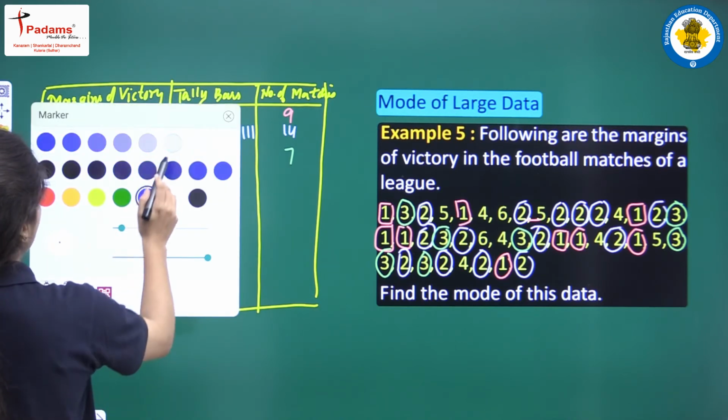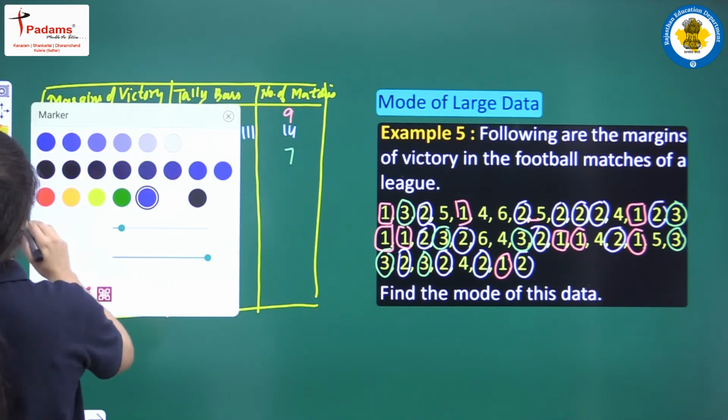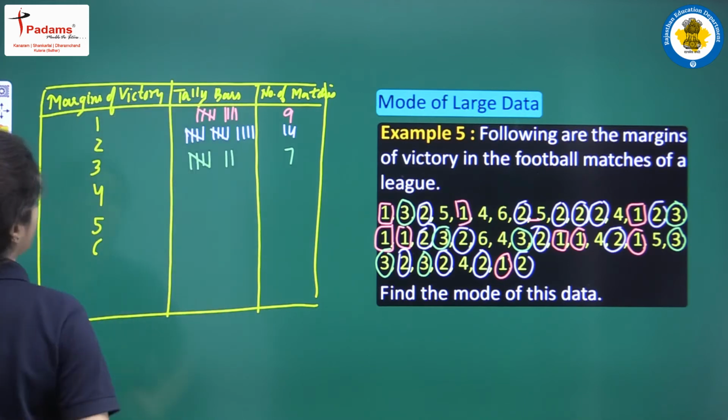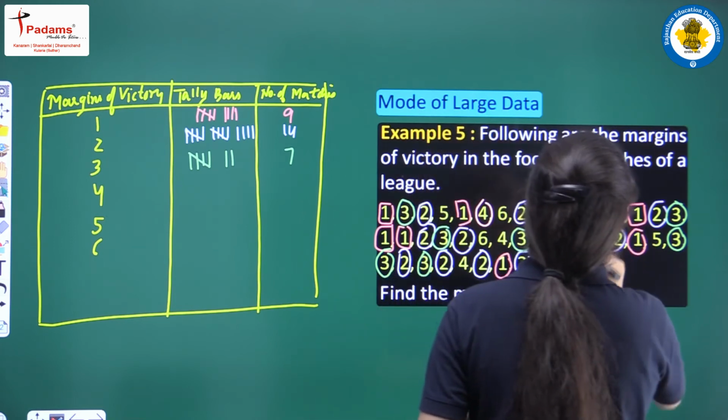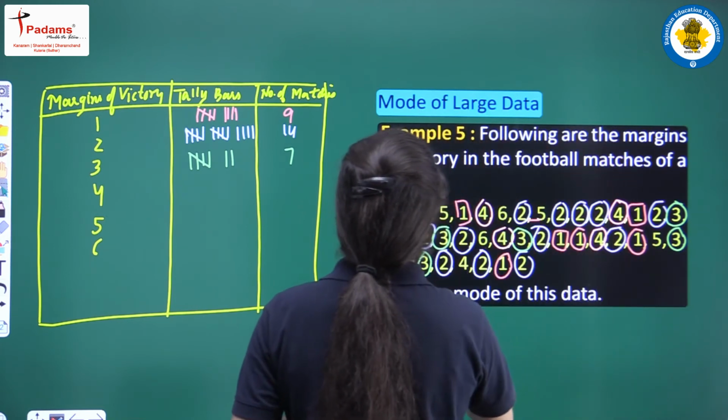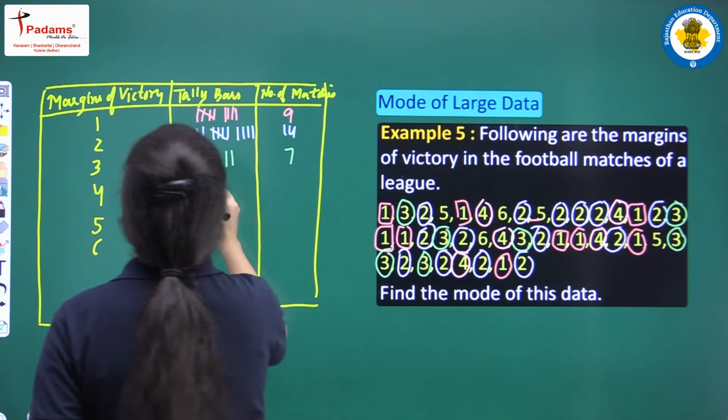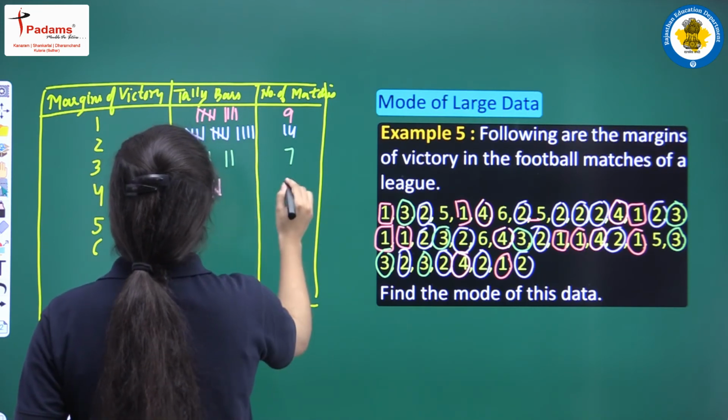Now students will be talking about 4. 1, 2, 3, 4, 5, okay. 4 is coming 5 times.